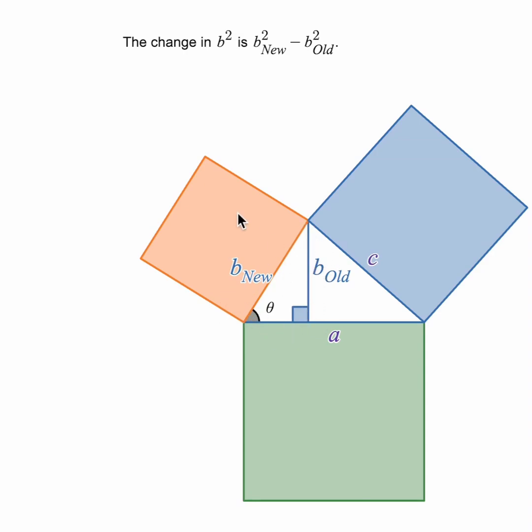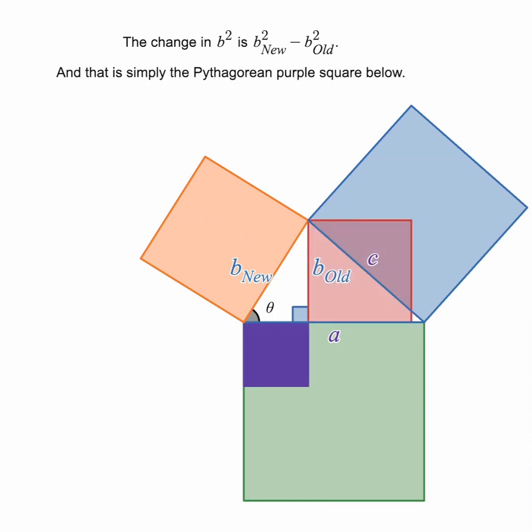We want to figure out the difference between the squares of two sides. So b new squared minus b old squared is just the square of the other side. It's this purple square here. All right. Now, let's keep that in mind because it's going to be handy in a minute. That's how much b squared grew. All right, well, let's have a look at a squared next.